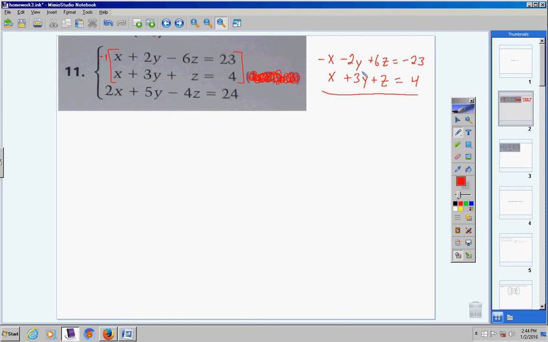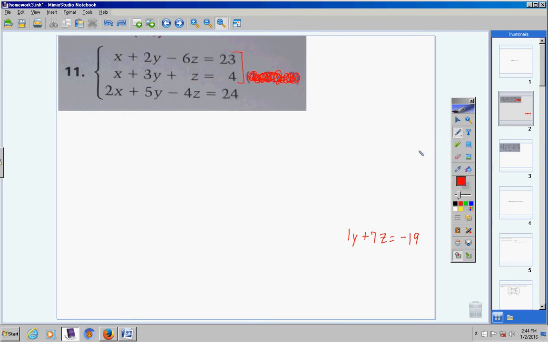Add these two together, these cancel. Negative 2 plus 3 is a positive 1. You're welcome to put the 1, but you don't have to if you don't want to. 6 plus 1 is 7. And negative 23 and 4 is negative 19. So there's one equation right there. I'm going to pull it down here. So I eliminated my x's one time. Now you've got to do it again. Don't forget, you've got to do it twice.